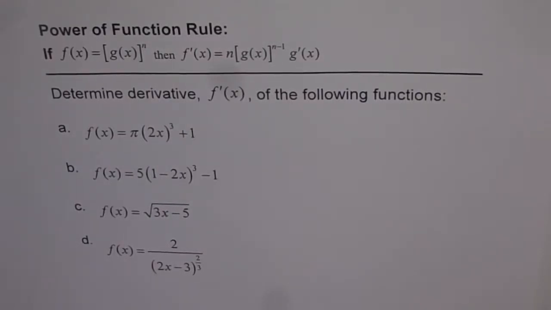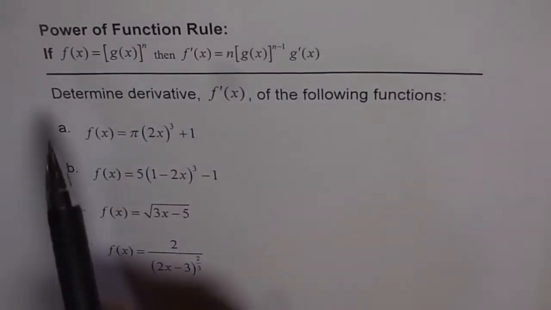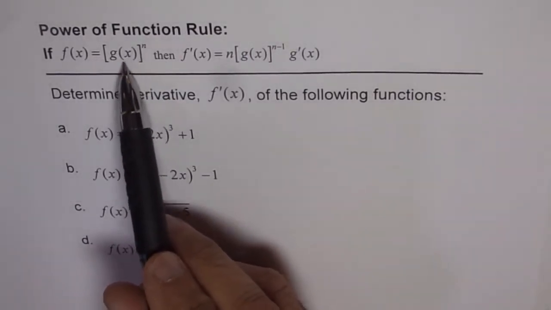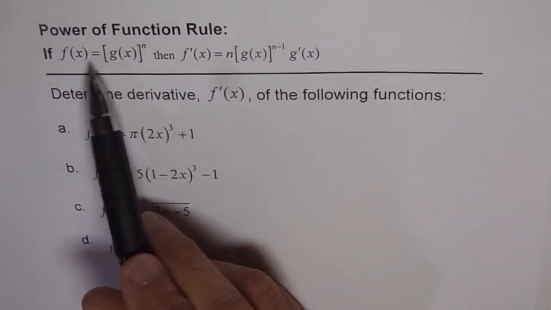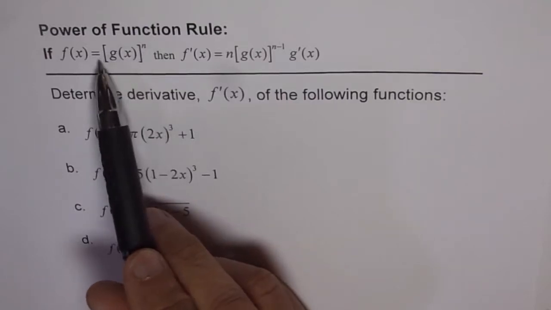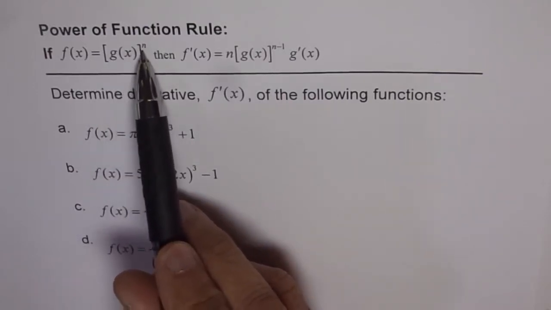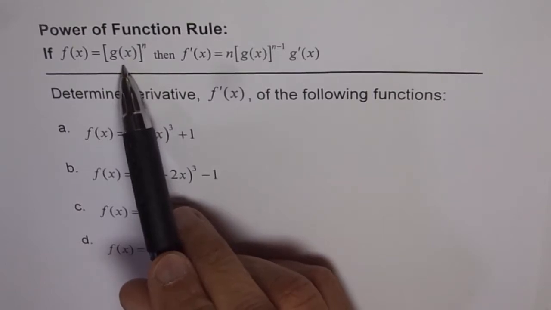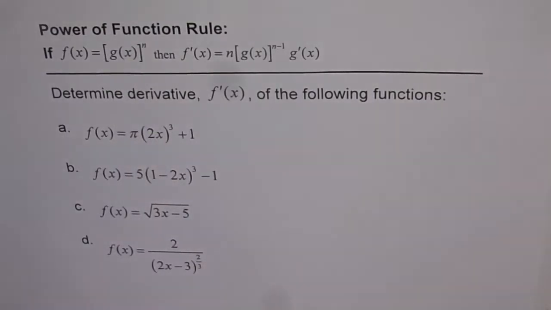Let's try to understand how to apply the power of function rule. In general, if a function is given in the form of another function to the power n, so that becomes a power function, then its derivative is n times the function to the power of n minus 1, times the derivative of the inside function, right? So this is what the power of function rule is.